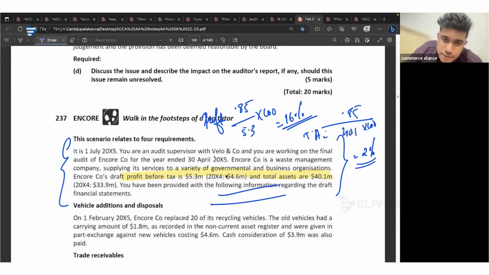So is that material? Yes, because it's more than the materiality limit for the profit. Because for profit, we know that if it is more than 5% of the profit, it will be material. When it comes to the total asset, if it is more than 1% of the total asset, it needs to be treated as material. So it's material to both the profit as well as to the total asset.